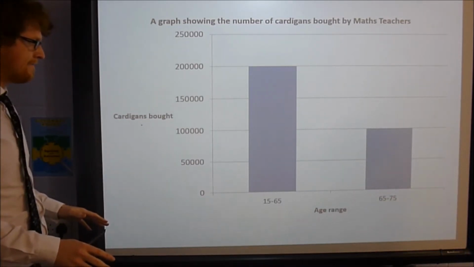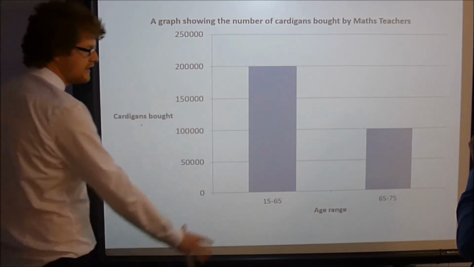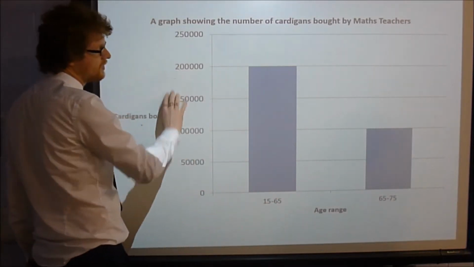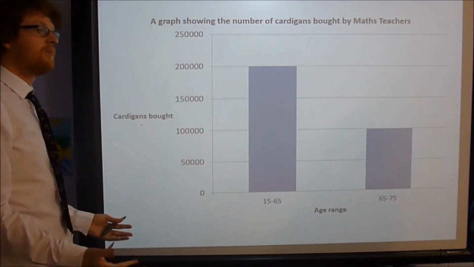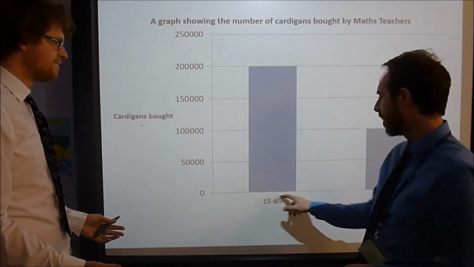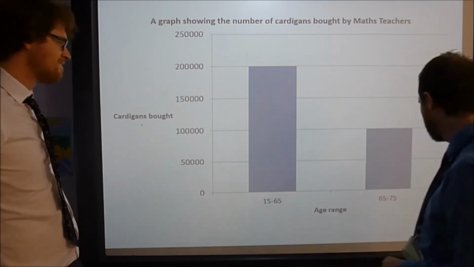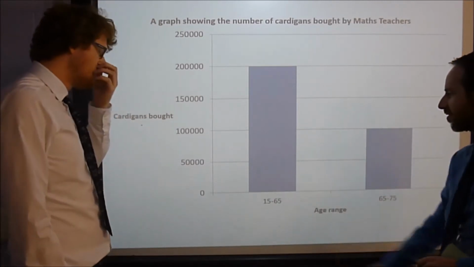Now you can see, initially looking at this, this age range seems to have bought twice as many cardigans as this age range. But I see there's a problem with it. This group's quite wide, isn't it? Like 50 years, where this one, it's only 10 years, isn't it? But this is the same width as this.